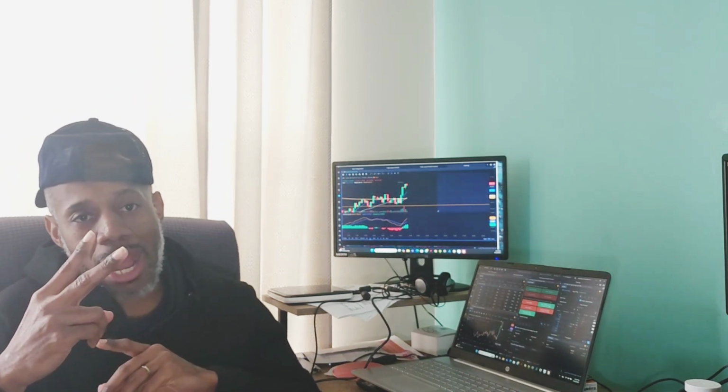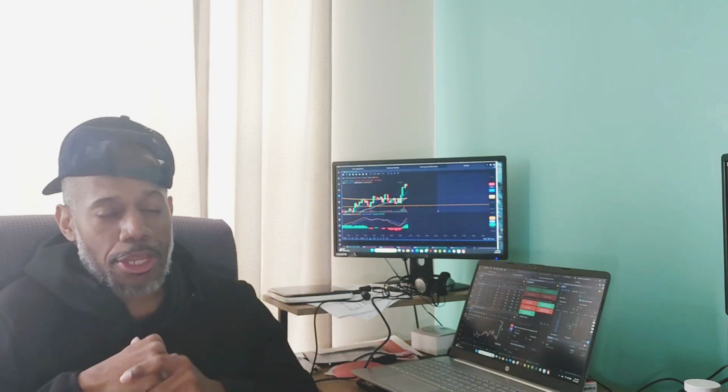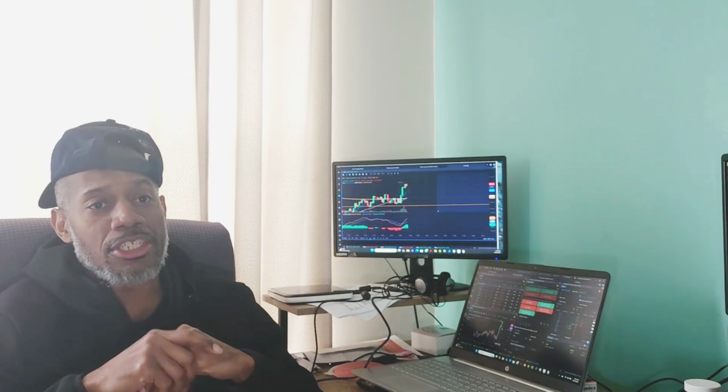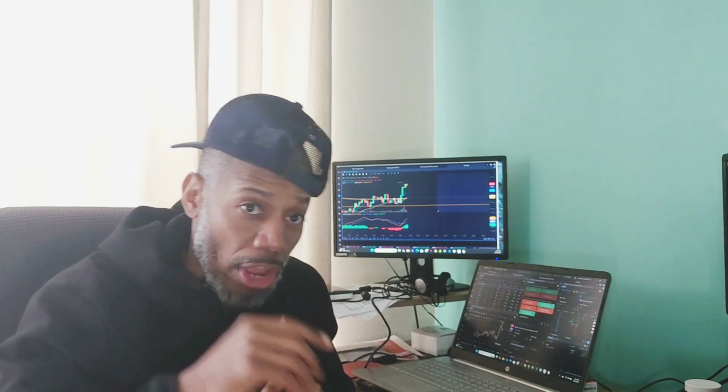So now you have 2 contracts with a lower cost basis, and now the stock is in your favor, and now you're green. But that can also go against you. If it goes against you, now you have 2 contracts going against you, and you need to get out of that before it's too late. So that's how I choose my strike prices.